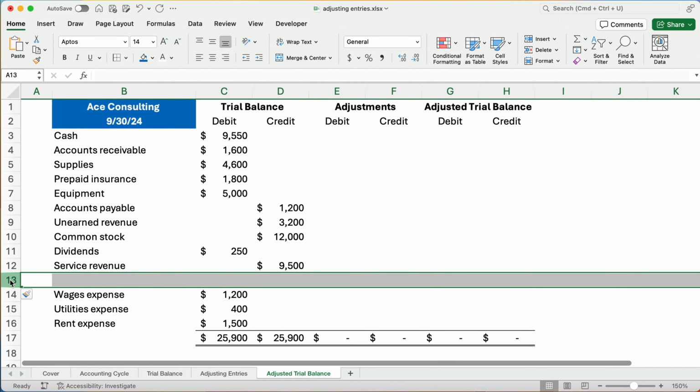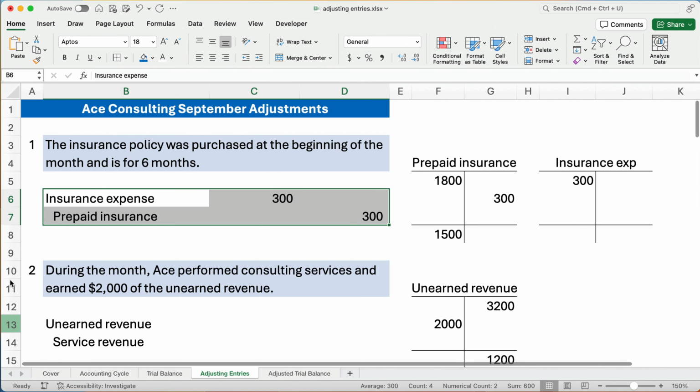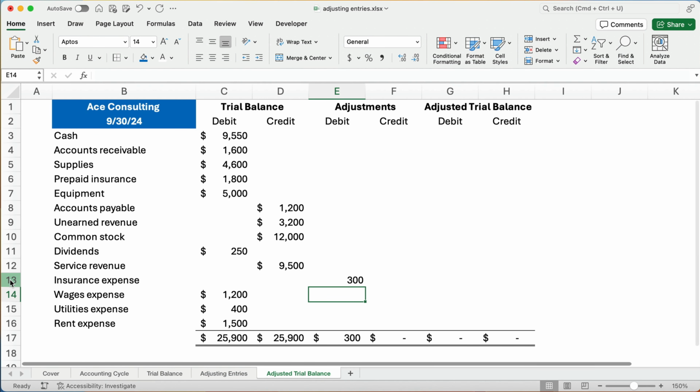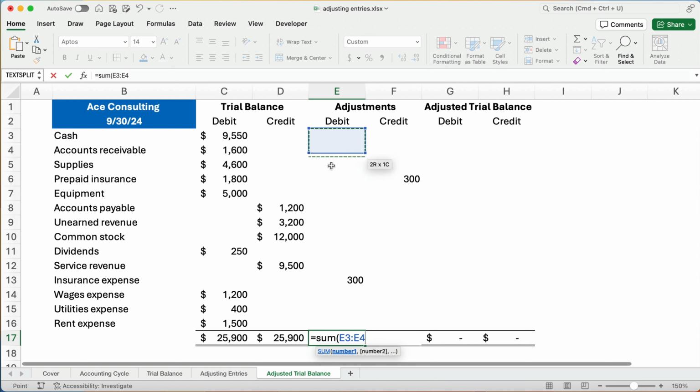Insurance expense, how much is it for? It's for $300, is that right? $300 is insurance expense, and prepaid insurance is going to be a credit for $300. So we made a debit and a credit, and I've already created the sum function. Just typed in sum and the entire thing. Let me show you how to do this. Sum, start of parentheses, and this entire column. Close the parentheses, and you see we built a formula up here.